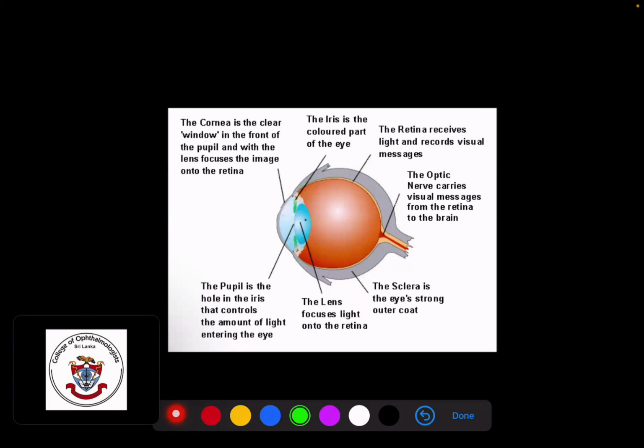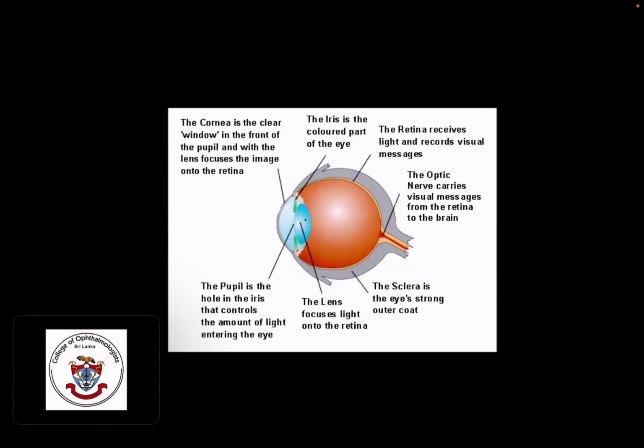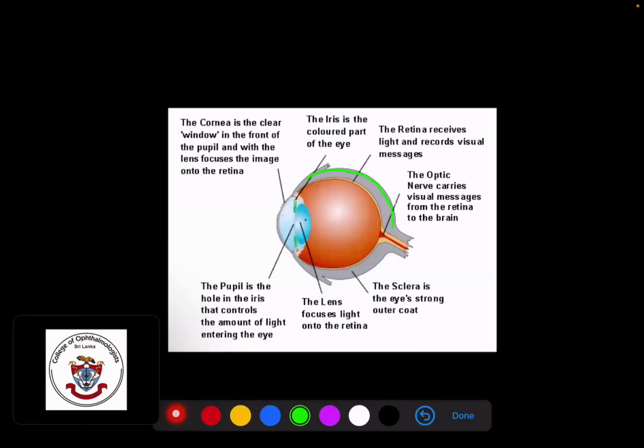Now, when we look at the structure again, the eye has three layers in its wall. The outermost layer is the sclera. The innermost layer is the retina, the sensory part. In between, you have something called the choroid or uveal tract, which is the vascular structure of the eye, and it maintains nutrition and waste removal of the eye.